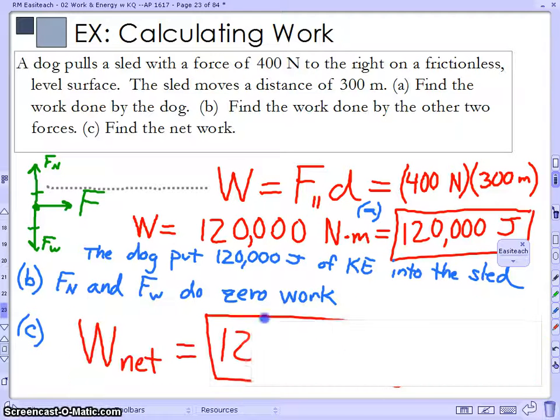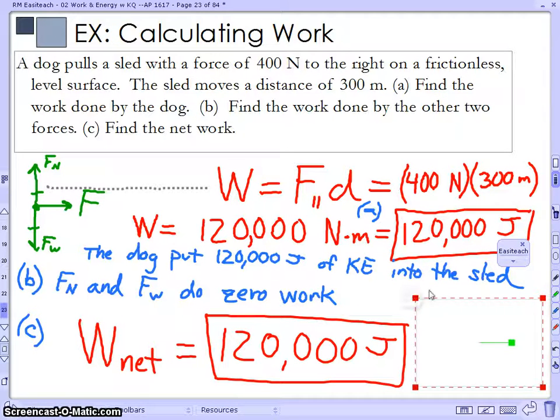It doesn't have potential energy because it didn't change its position in the gravitational field in the system of the Earth. It didn't stretch a spring, so no potential energy was gained. We don't have to worry about thermal energy because we're considering it a frictionless surface. So the net work that was done was 120,000 joules. Now, careful. The net work means the sum of all the work that was done. And there was no work done by gravity or the normal force.